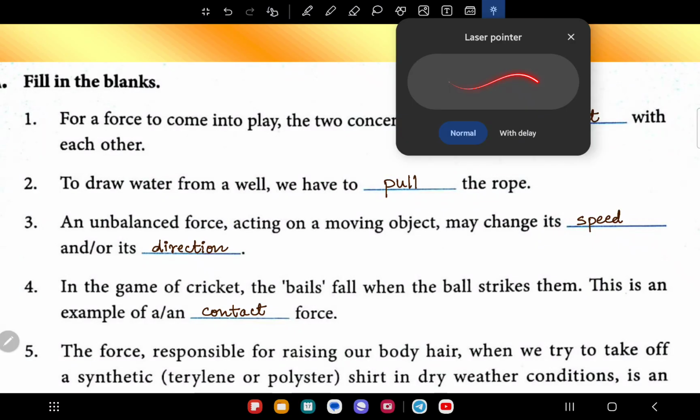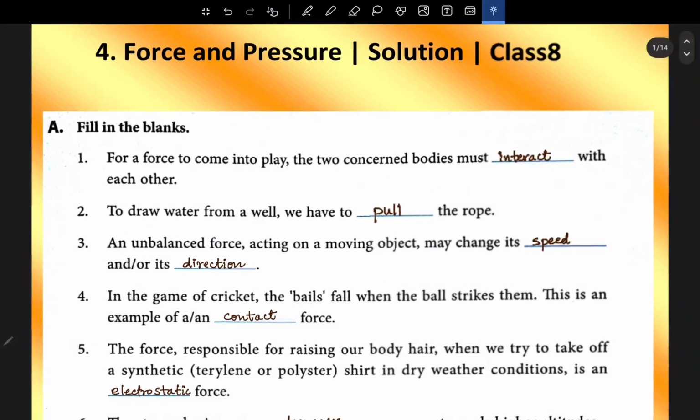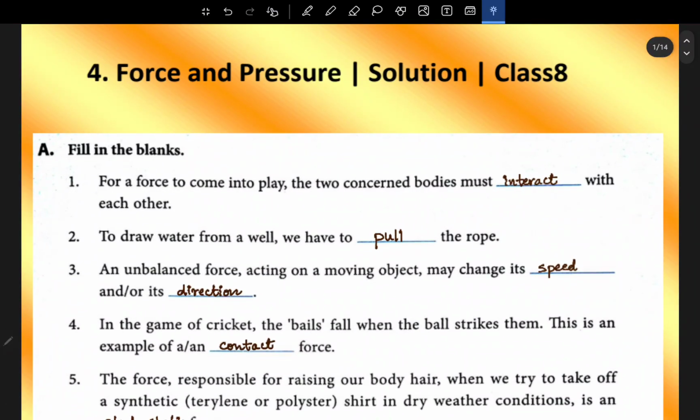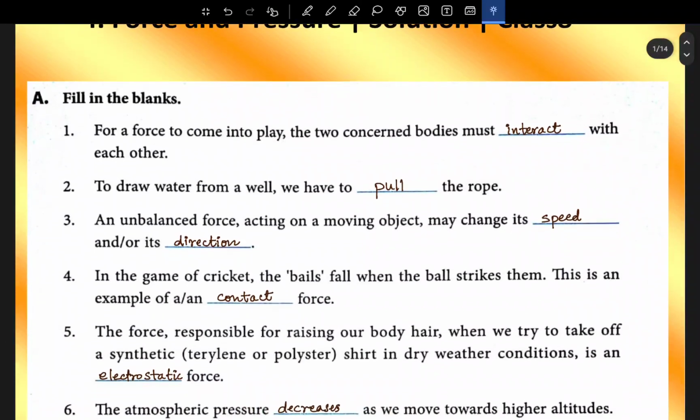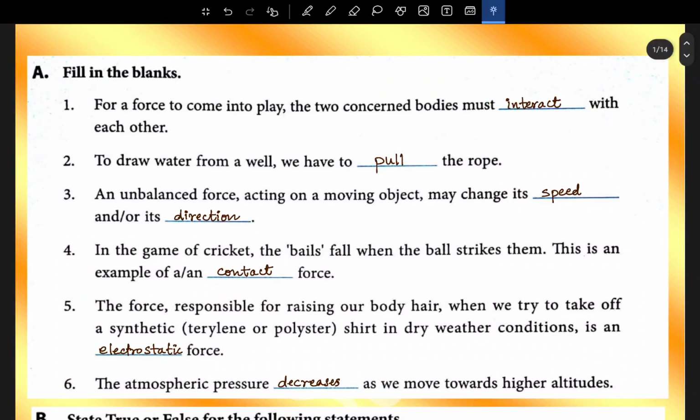Everyone, today we have to solve the question and answer of force and pressure. So first is fill in the blanks. For a force to come into play, the two concerned bodies must interact with each other. To draw water from a well, we have to pull the rope.